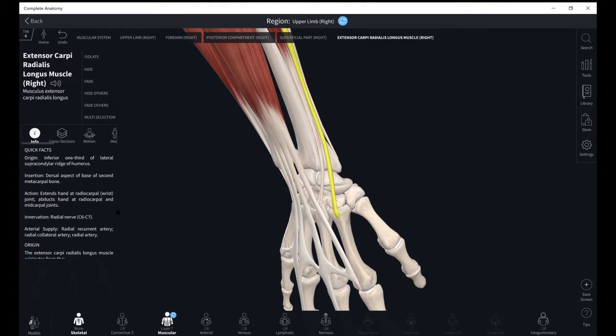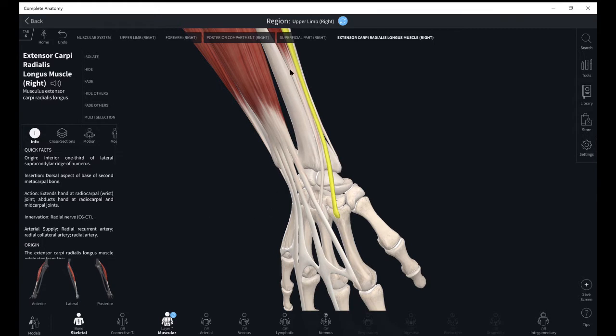So here, our action: extending the hand at the radiocarpal joint and abducting the hand at the radiocarpal and midcarpal joints. So that motion, with a little radial deviation, a little extension, resisting those, lets us identify that musculature itself. Okay, so innervation is the radial nerve, C6, C7.